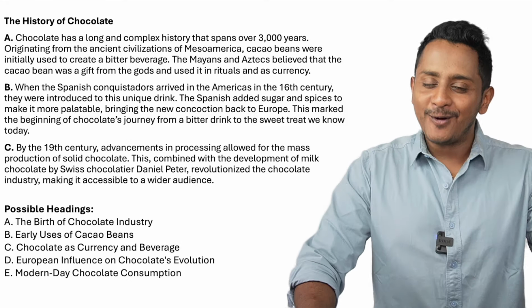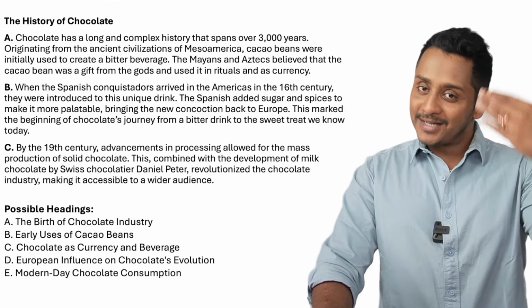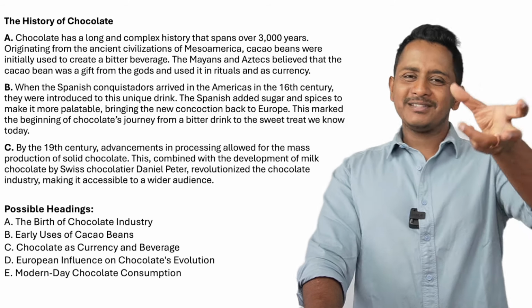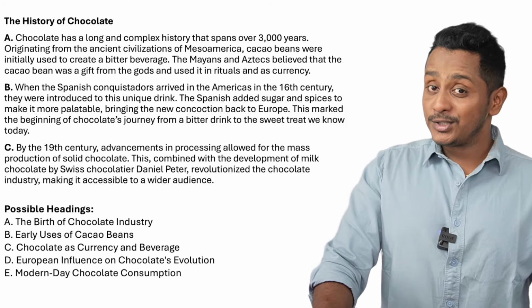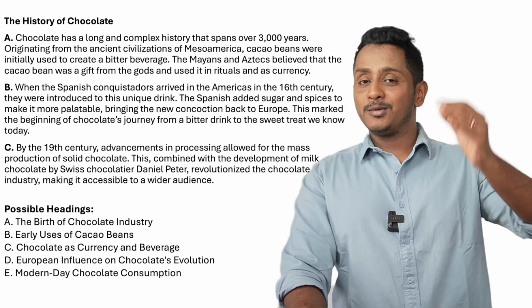I really hope you have solved it, evaded the trap. So let's understand how to do it. You already know the gist of para A, para B, para C, so I don't need to look into it in more detail. Let's start with the possible headings.